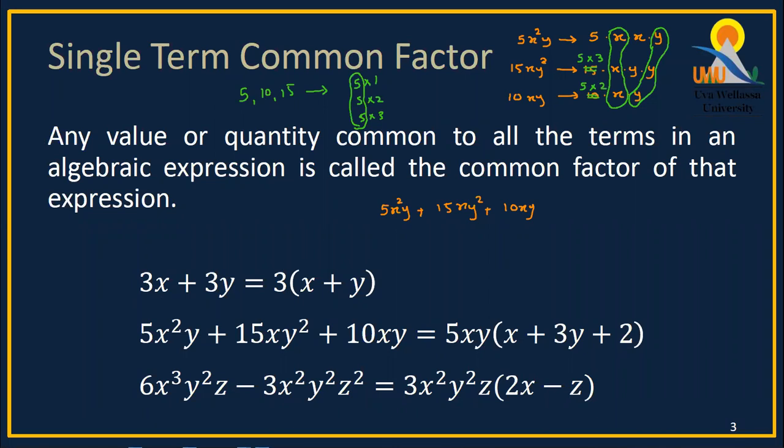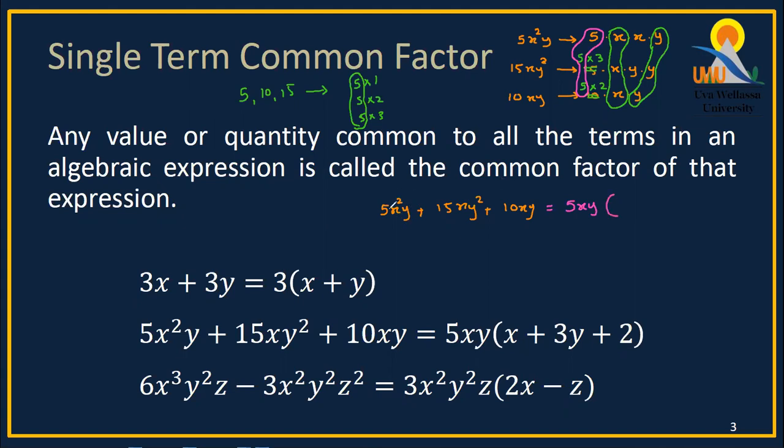Now, if you look at the common factors that you can see here, the next common term is 5. Therefore, what you can do here is take out all the common terms. If you are taking the common terms out, then what you get is 5 times x times y. This is the common term for all these three terms.